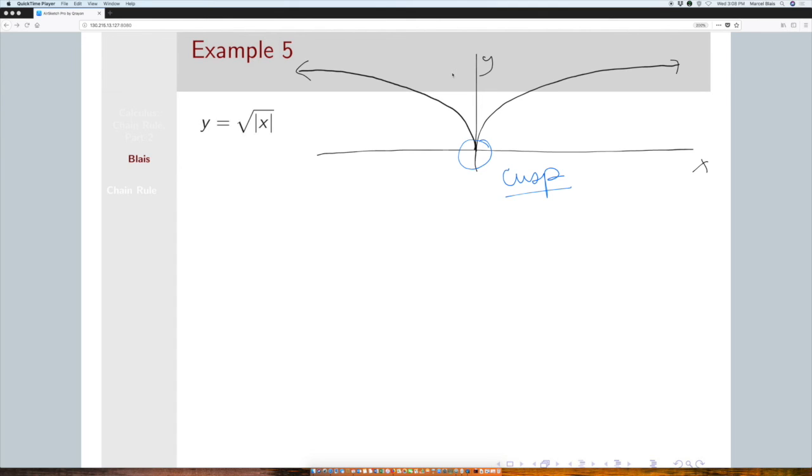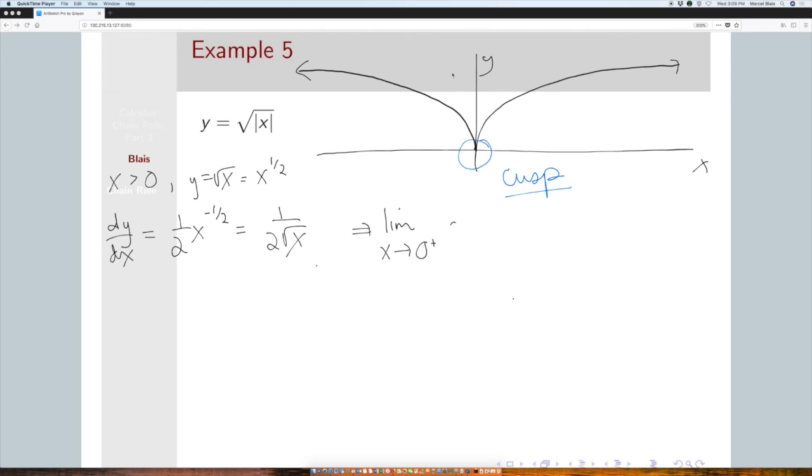But how do we see this? Well, let's break it into the two cases. If x is greater than 0, then this is just y equals square root of x, or x to the 1/2. And so dy/dx is 1/2 x to the minus 1/2, or 1 over 2 root x. And let's think about what's happening as we approach 0 from the right. So this means the limit as x approaches 0 from the right of dy/dx is the limit as x approaches 0 from the right of 1 over 2 root x.